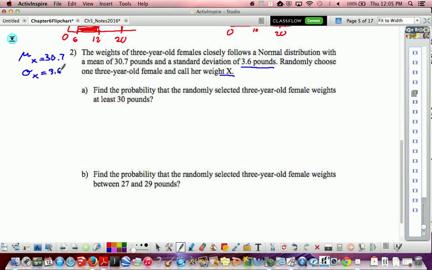Here's the other piece of information that's very important: normal distribution. So I know that something's normally distributed. In part A, it says find the probability that a randomly selected 3-year-old female weighs at least 30 pounds. In symbol notation, I'm saying, what's the probability that X is greater than 30?